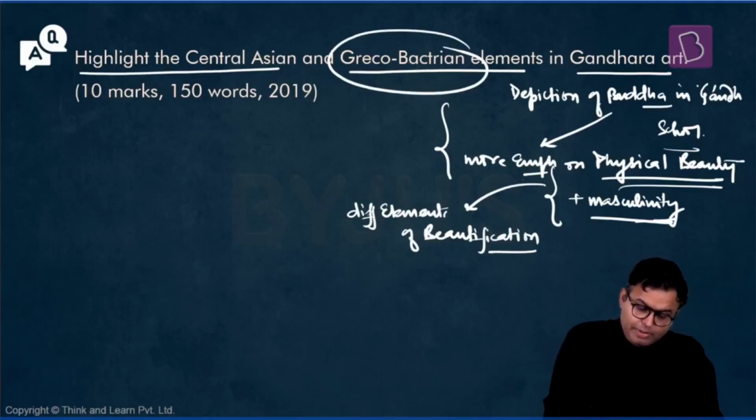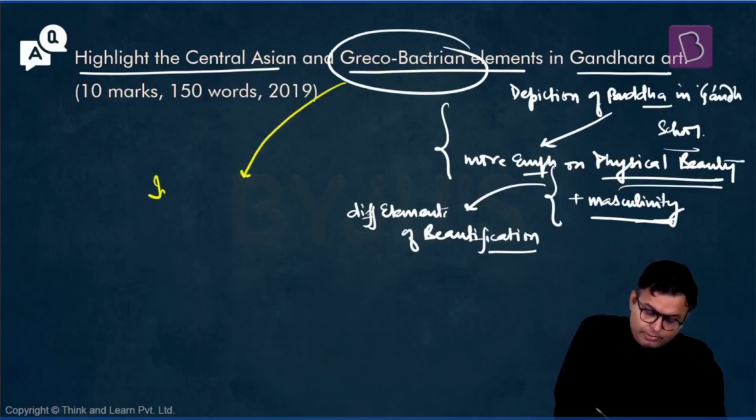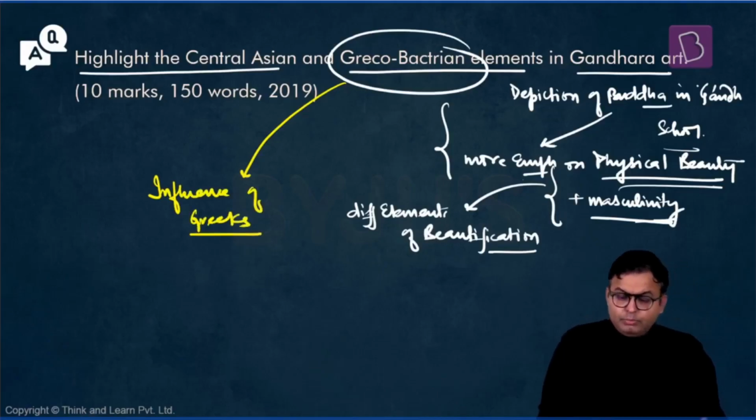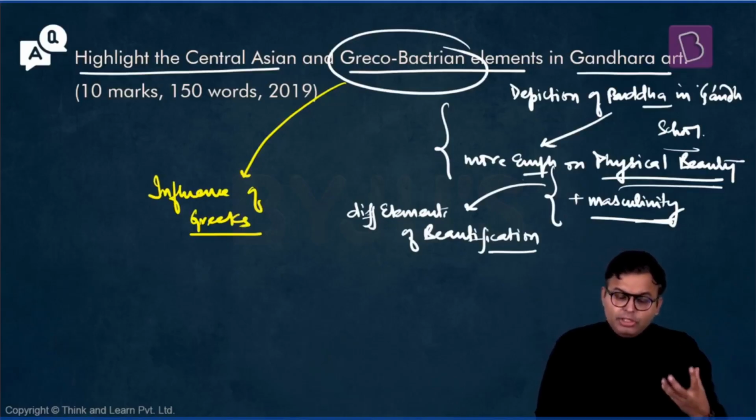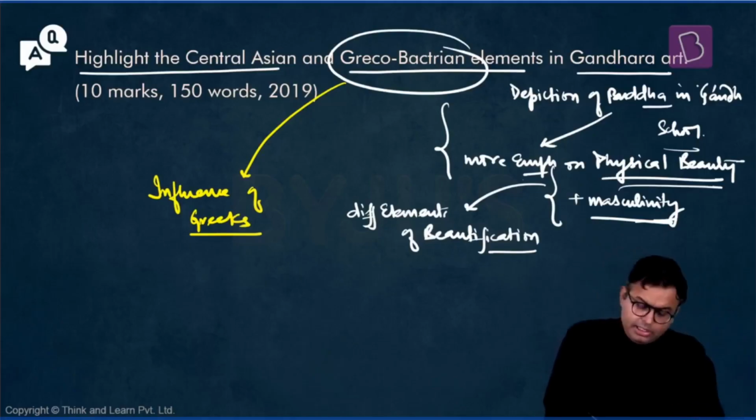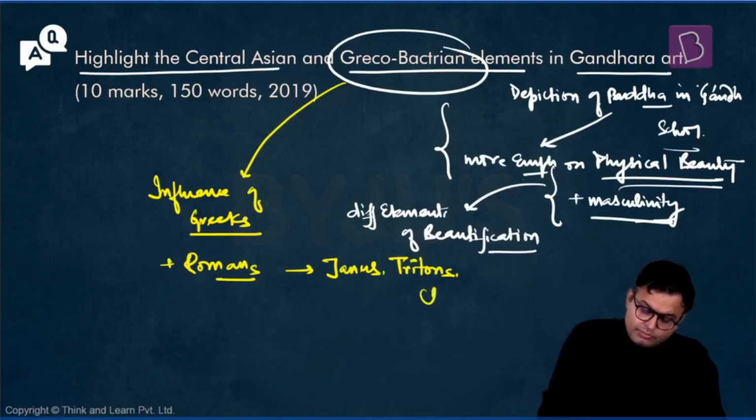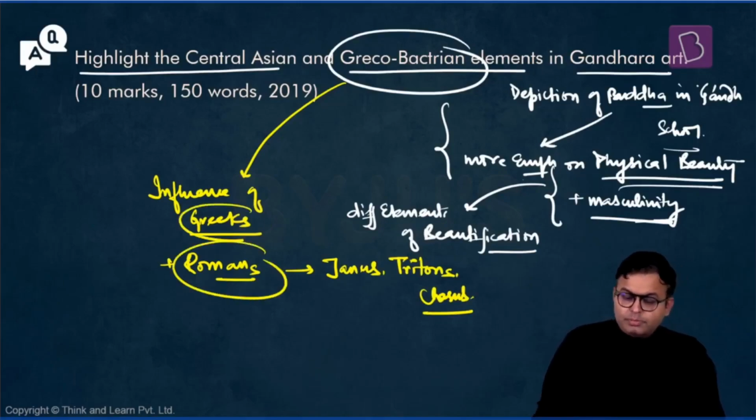When we talk about the Greco-Bactrian elements, we also have to talk about the influence of the Greeks. We find that Buddha resembled the Greek god Apollo. Then not only the image of Buddha, but Bodhisattvas were also there, with curly hair. And then the influence of Romans. We find Janus, Tritons, cherubs. All this which we find in Roman sculpture was also depicted.